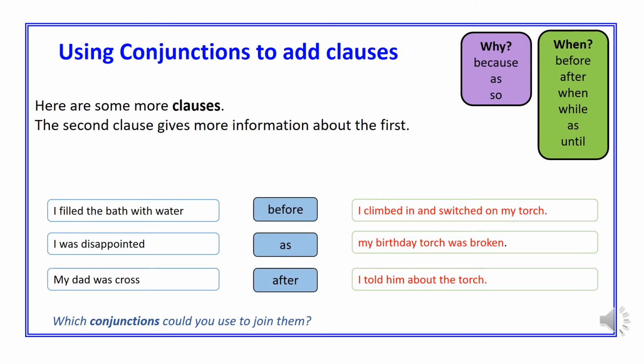Here are my examples for the middle of those sentences. I filled the bath water before I climbed in and switched on my torch. You can see that I've chosen a when conjunction. I was disappointed as my birthday torch was broken. So you can see why I was disappointed as my birthday torch was broken. And the third example, my dad was cross after I told him about the torch. So you can see when a time conjunction fitted that sentence better than a why conjunction.